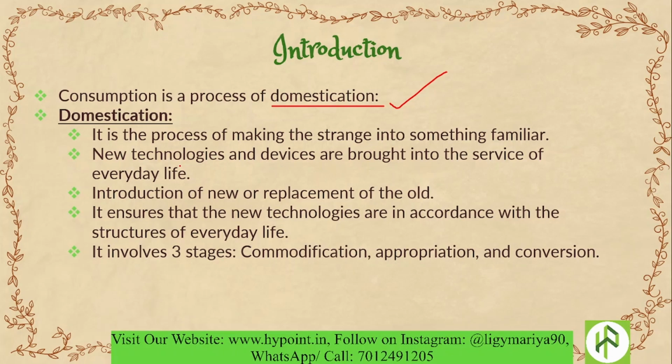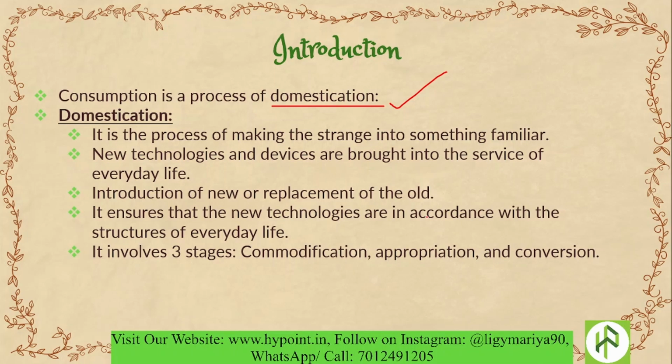It ensures that new technologies are in accordance with the structure of everyday life. Okay, we ensure that whatever we are buying into our house will make our life easy, and will be in accordance with the structure of everyday life that we have every day. What is our common life, what is our life as a member of a family? The gadget or the device or the new technology that we bring into our house will go hand in hand with the structure of everyday life. That's what we are making sure.